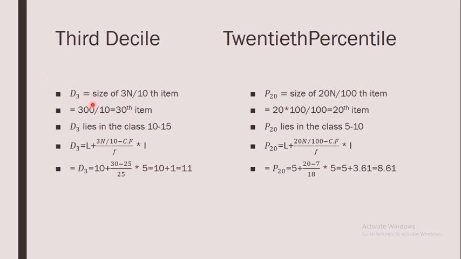Now the third decile. The size is 3 into n by 10th item, that is the 30th item. Check where this 30th item lies; it lies in the interval 10 to 15. Substitute the values and you will get the answer. Similarly, you can calculate the 20th percentile, denoted by P20, where the size is 20 into n by 100th item. Then you substitute the values and you will get the answer as 8.61.